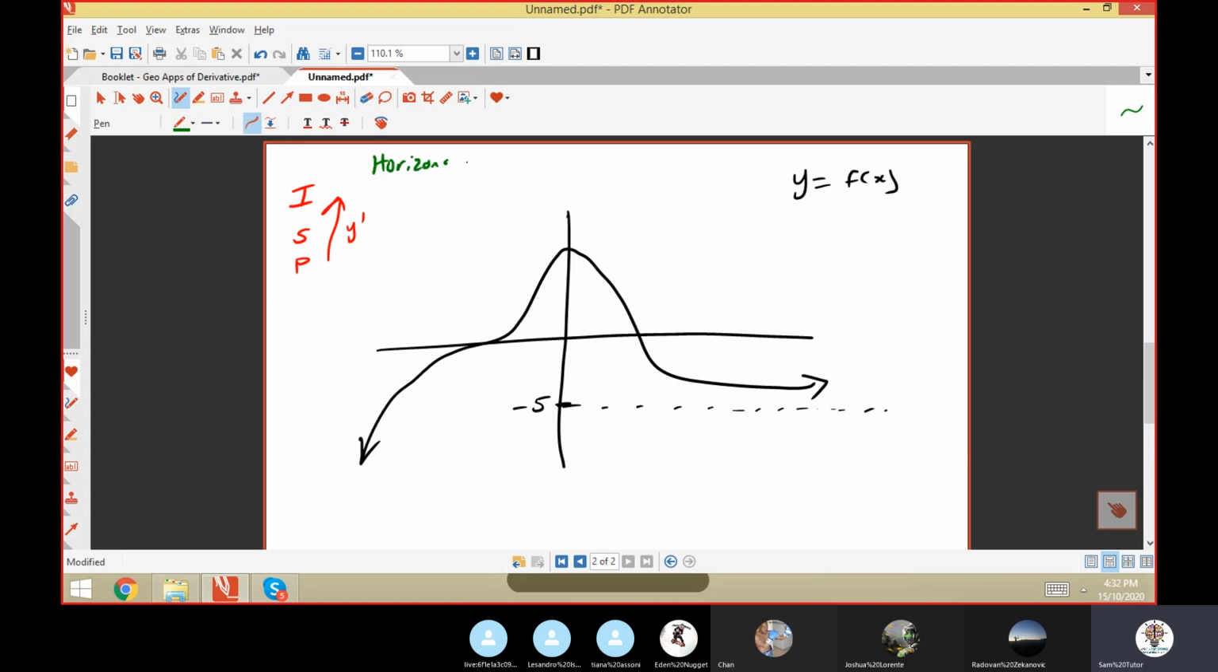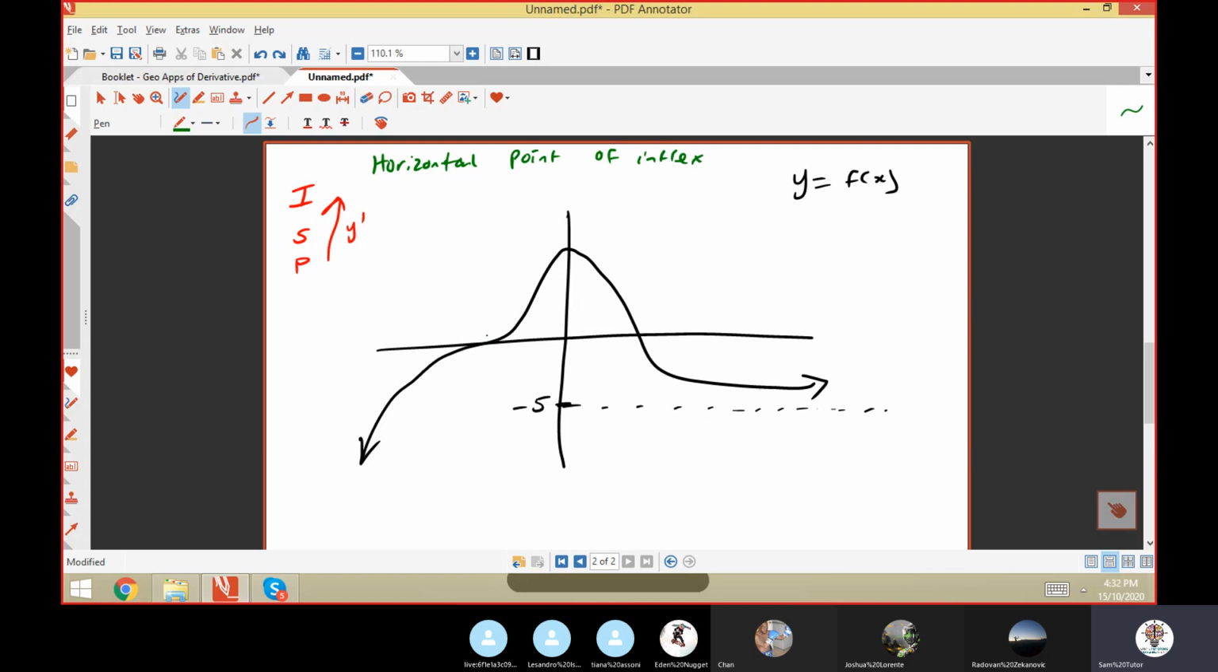Horizontal point of inflections. So these guys here, that's a horizontal point of inflection. That's not just a point of inflection, it's a horizontal point of inflection. These ones here don't just become stationary, they become stationary and intercepts. Why? Because it is stationary here as well.